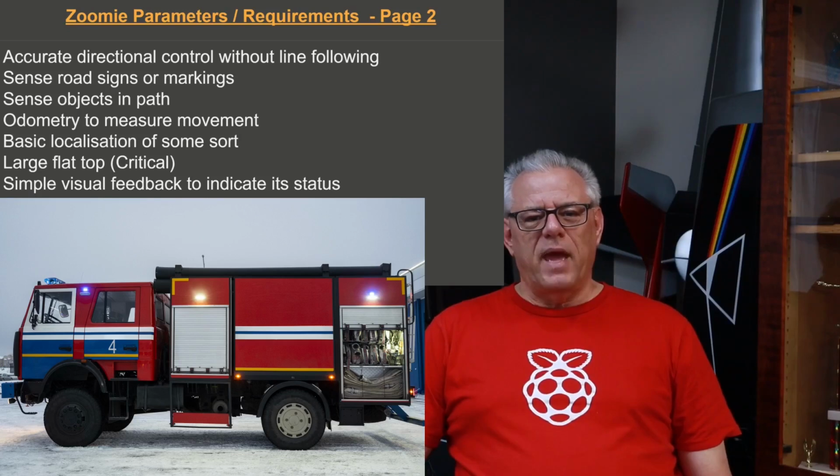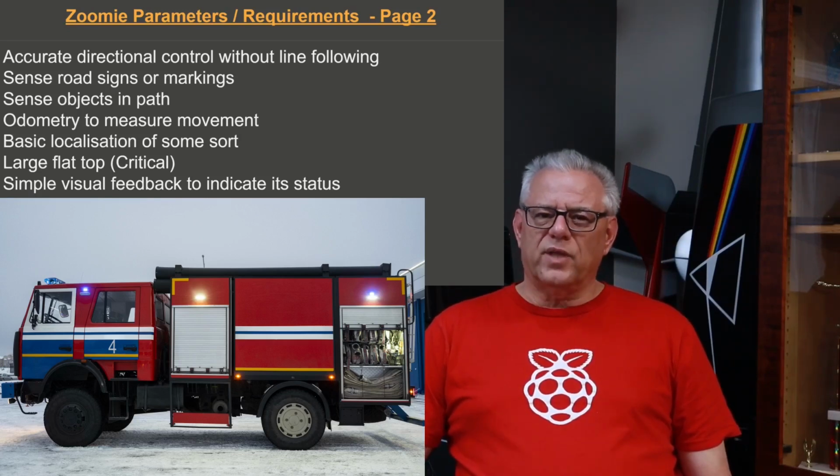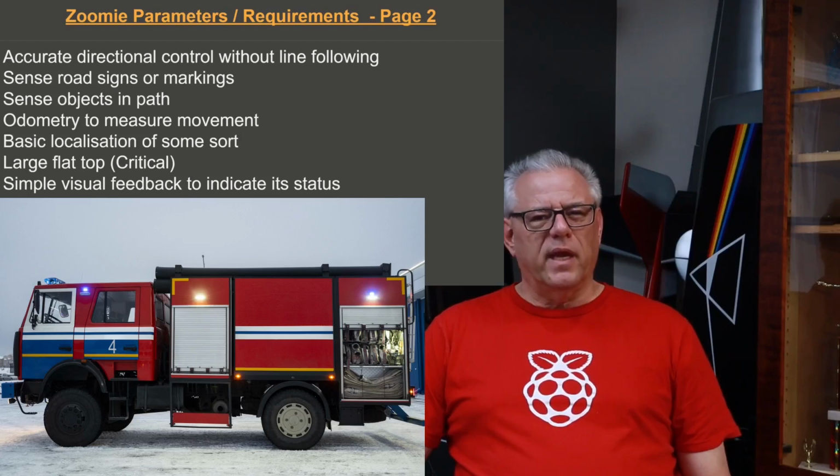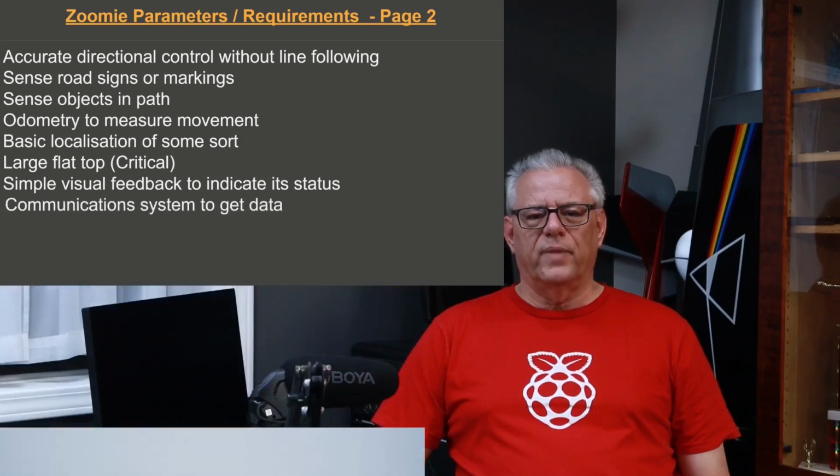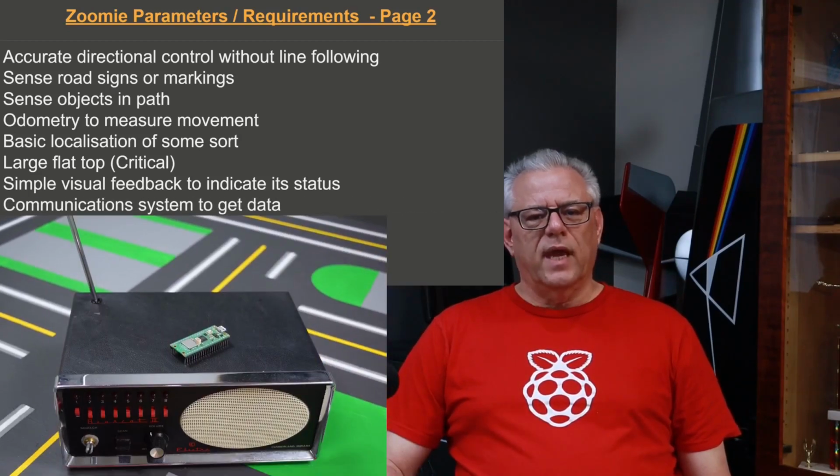Simple visual feedback to us, the viewers watching the experiment, is kind of an important thing. A couple of blinking LEDs can provide us feedback on the status, etc. Communication systems to get data.